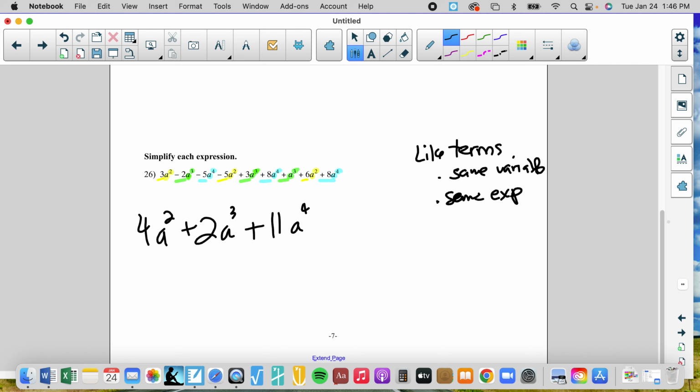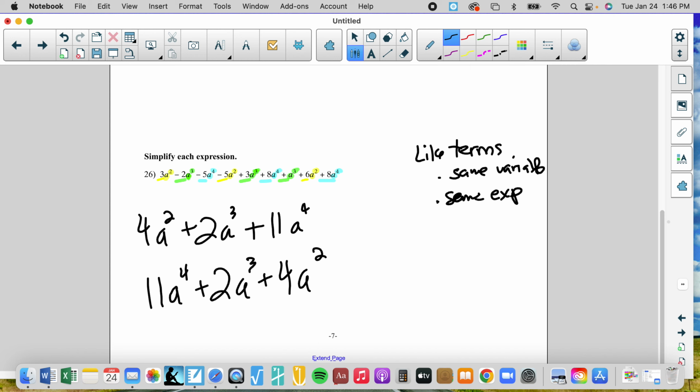I think that's good. 3, -5 is -2, -2 and +6 is +4, -2, +3 is 1, +1 is 2, -5 and +8 is +3, +8 is +11. Now I need to make sure that my answer is in standard form. So I would rewrite this as this.